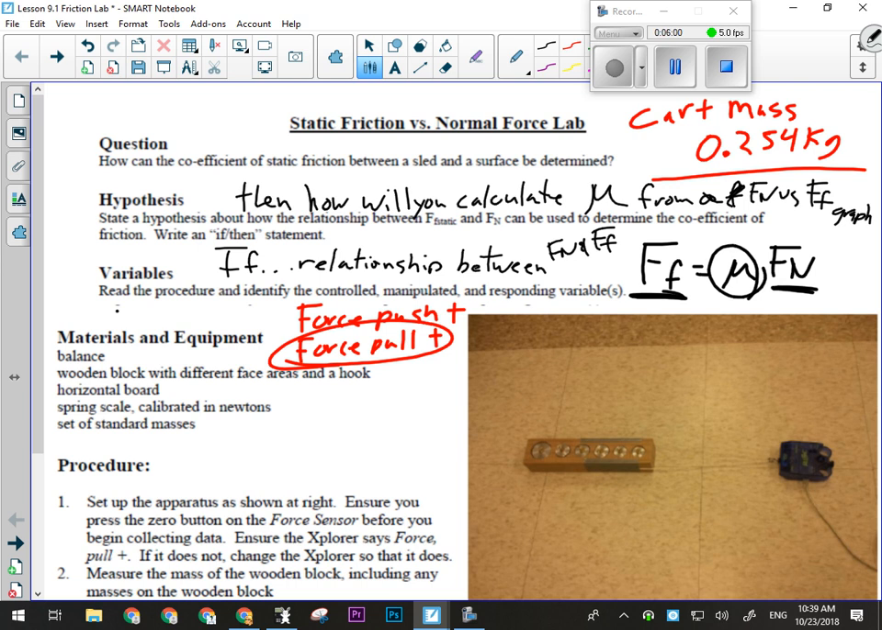Okay, we're going to build a graph with our data, and it will graph normal force versus the force of friction. Remember, the manipulated variable always goes on the x-axis. This is the first lab we've had where time was not the manipulated variable. So you have to decide which one of those forces you are manipulating, which one goes on the x-axis. All right, so that's your hypothesis.